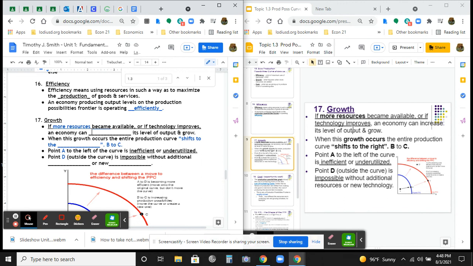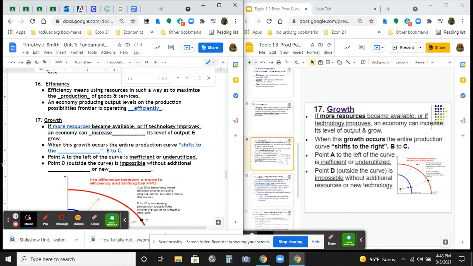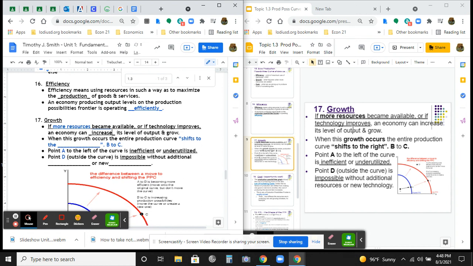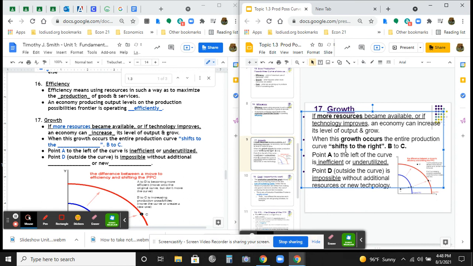Anyway, growth. For economics to work successfully, you have to have a certain amount of growth. If more resources become available, or if technology improves, an economy can increase its level of output and grow. So write an increase. But one of those things has to happen, or something positive to shift things. When this growth occurs, the entire production curve shifts.